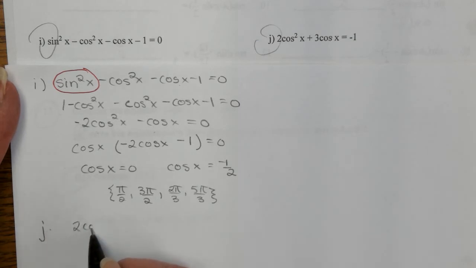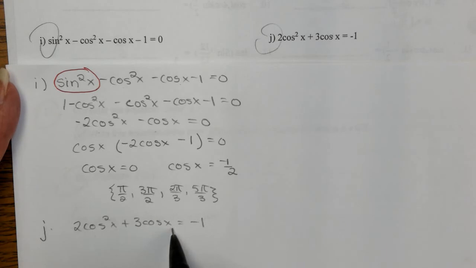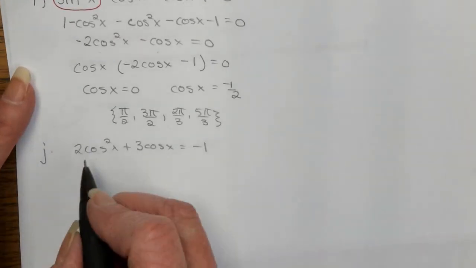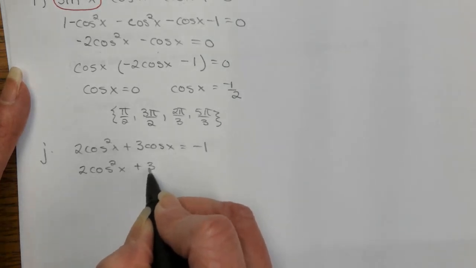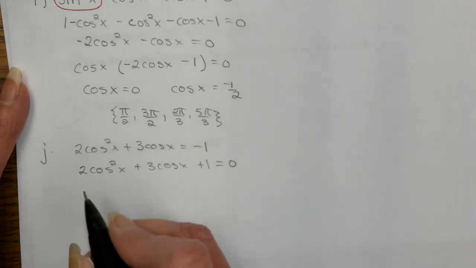We have 2 cosine squared x plus 3 cosine x equals negative 1. Now with this one, everything is in terms of cosine, so all I need to do here is set the equation equal to 0 and factor. So 2 cosine squared x plus 3 cosine x plus 1 equals 0. And then we'll go ahead and factor.